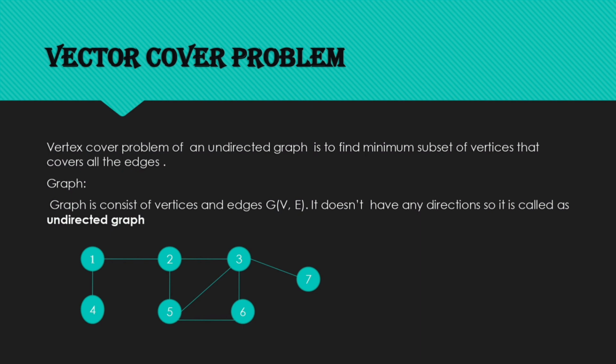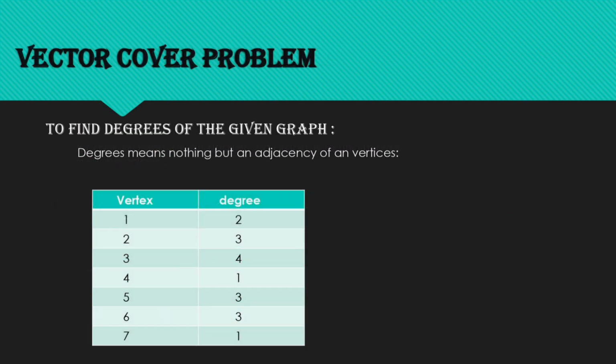The vertex cover problem is totally related to the undirected graph. It can be defined as: given an undirected graph, find the minimum subset of vertices that covers all the edges. In this graph, we have to select the minimum number of vertices that has to cover all the edges of the graph. In a given undirected graph, first of all, we have to find the degrees of all the vertices. Degree means nothing but the adjacency of a vertex.